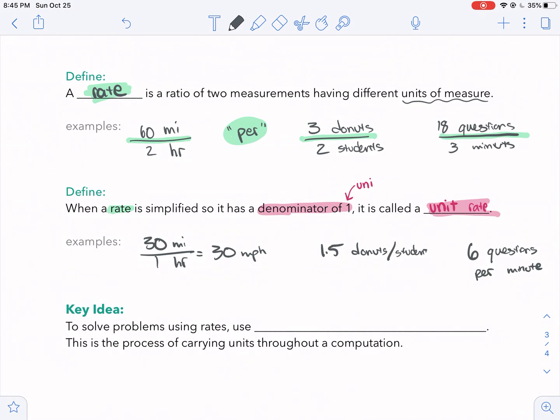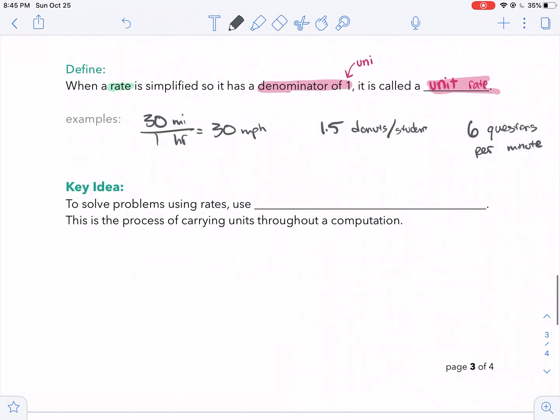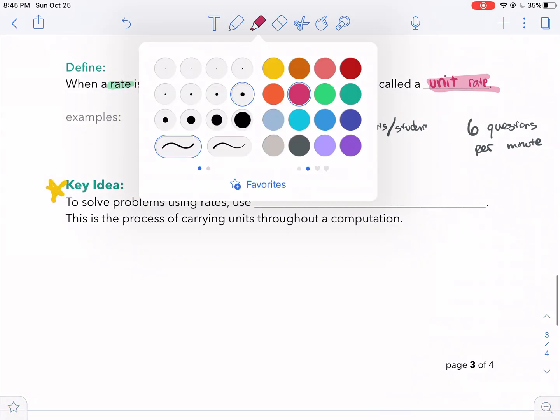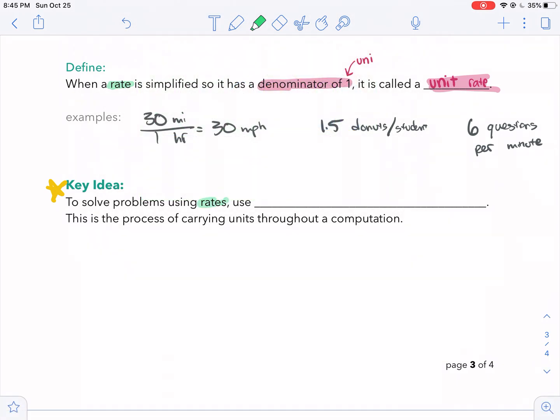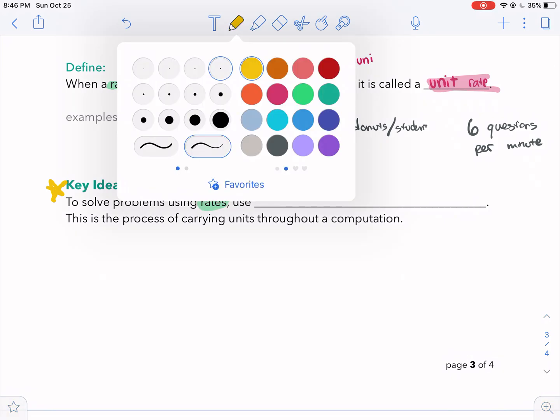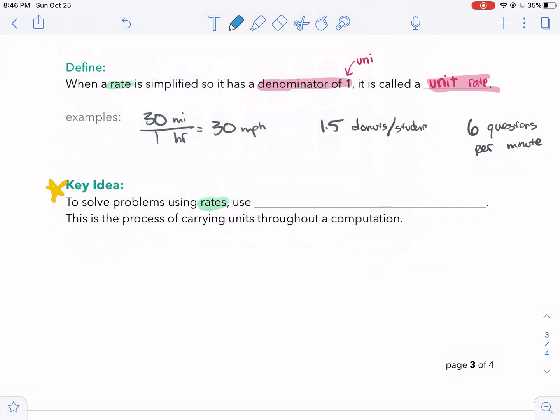Now, if we use this in real life, to solve problems with rates, we're also going to use conversions. Excuse me, I'm about to hiccup again. Nope. We do this process called dimensional analysis.